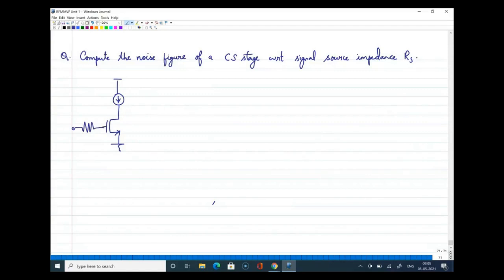This is the resistance of the signal source RS. This is Vin, this is Vout, and lambda is not equal to zero. Let us start with this question, and after discussing cascaded noise figure, we'll come back and see a little more practical circuits. So this is with current I1. So you are asked to find the noise figure of this stage with respect to the source impedance RS.